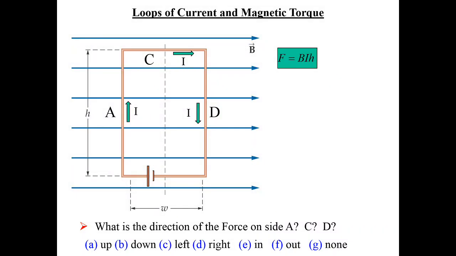So one important example is when a loop of current is put inside of a uniform magnetic field. In this case, the field puts a torque on the current loop and will try to make it spin. So if we look at point A here, the current is pointing up, the magnetic field is pointing to the right, so the force is pointing into the page.